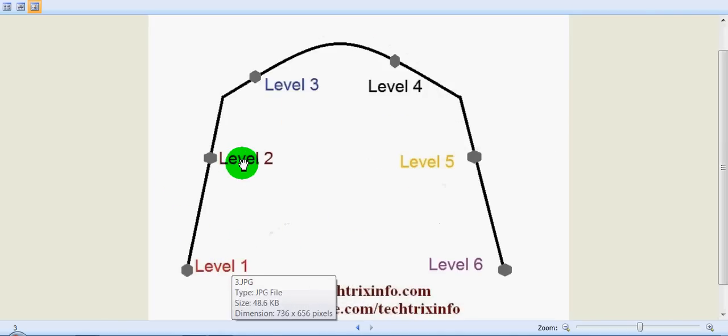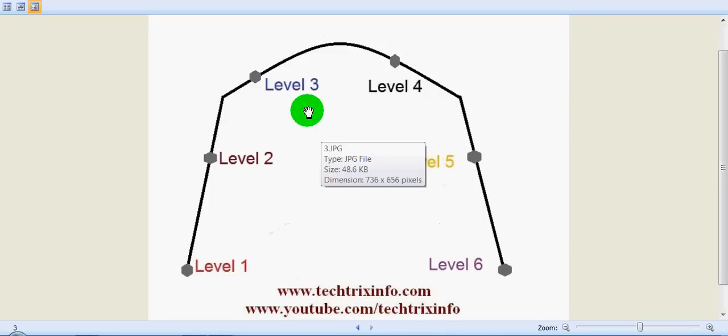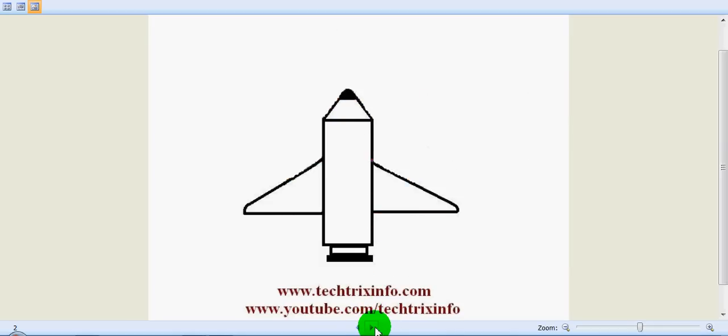In level 2, the SRB, or the solid rocket boosters, which are shown in ash, get separated. And in level 3, the fuel tank is also getting detached, and the orbiter is alone. That means in level 4, the orbiter will be getting into its particular altitude with the boosters provided in the rear, as you can see over here.